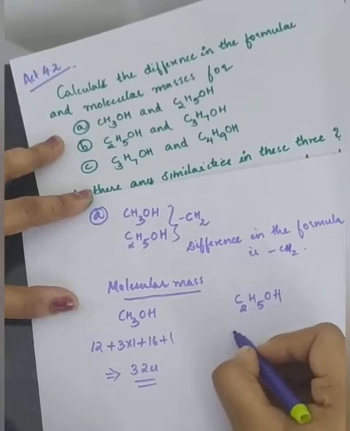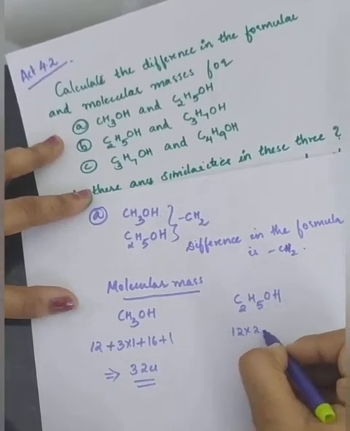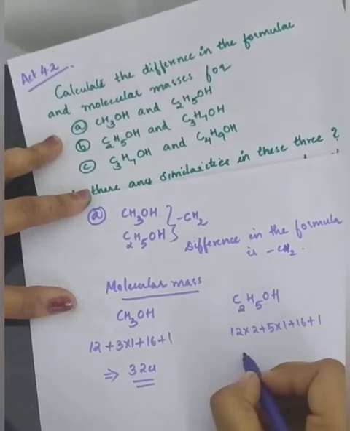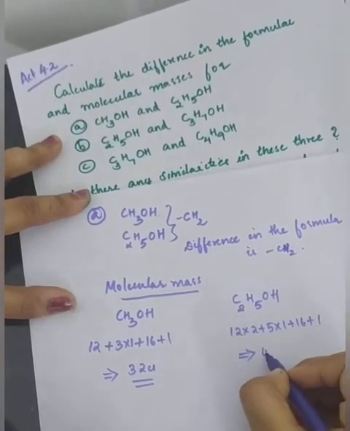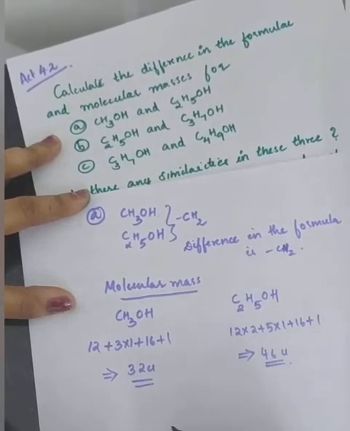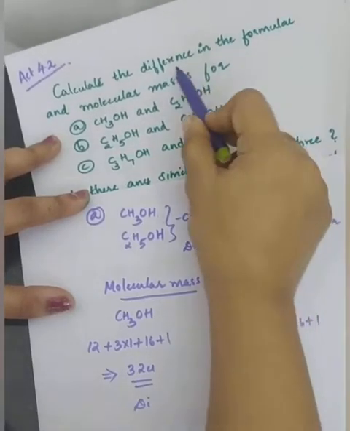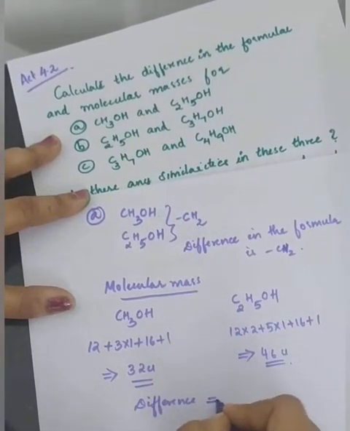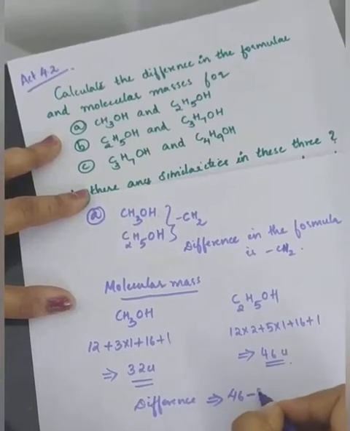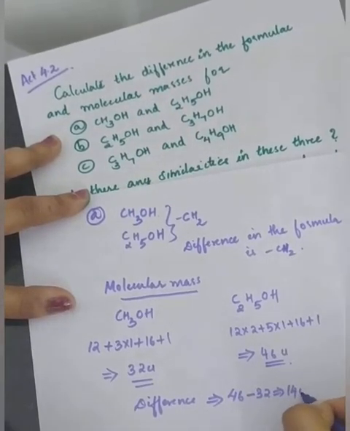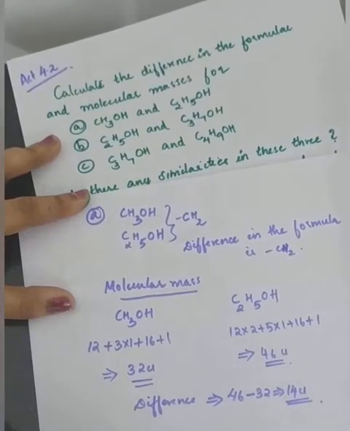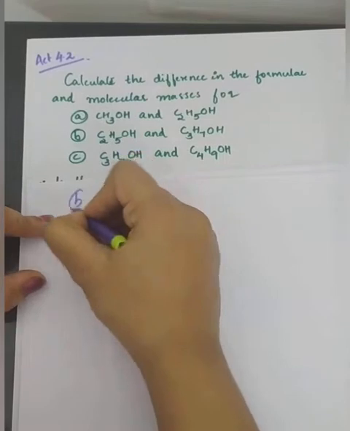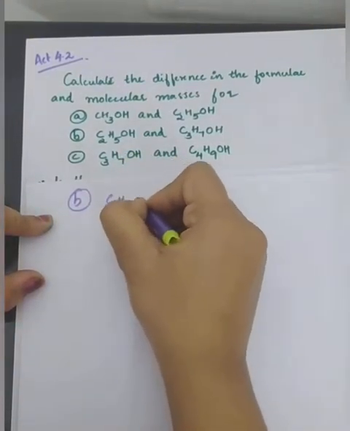Next group is C2H5OH. So you have to calculate 2 into 12 plus 5 into 1 plus oxygen atomic mass is 16 plus 1. So here you will get the answer as 46 atomic mass unit. The question is, you have to find the difference in the molecular masses. So the difference equals 46 minus 32, you will get it as 14 atomic mass unit. So the first one is over. Similarly, you have to do the second one, C2H5OH and C3H7OH.